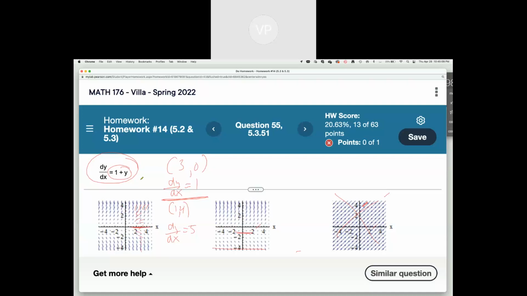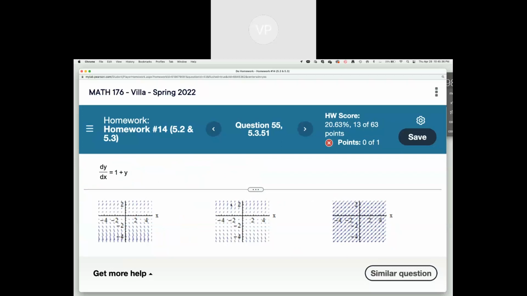So how do we find that out? Well, let's try another point. How about 0, -1? When I plug in -1 right there, I get a dy/dx that's 0. This one looks like my 0 is right in the middle. Here it looks like it's at -1. This should be our picture right here. Okay, so it's just a matter of plugging in some different points and seeing what slopes you get and which one matches the most.